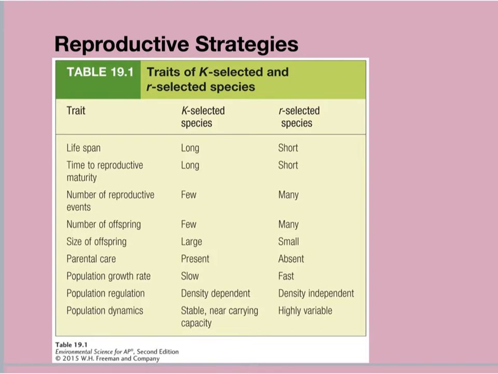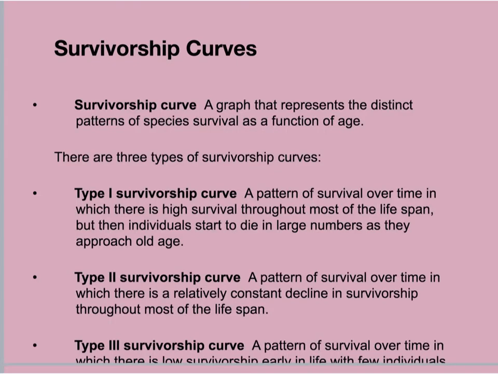And when we plot some of these patterns on a graph, we get what we call survivorship curves. Survivorship curves are graphical representations of distinct patterns of a species' survival as a function of age. And we call those type 1, type 2, and type 3. These survivorship curves come along with very distinct patterns of survival over the lifespan of individuals.